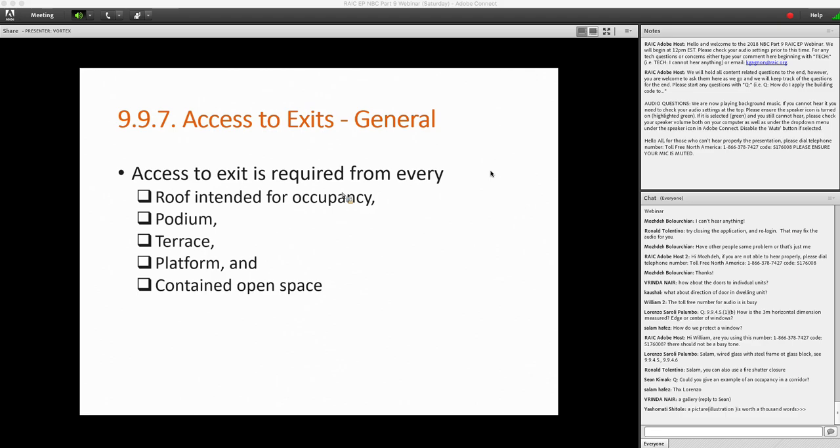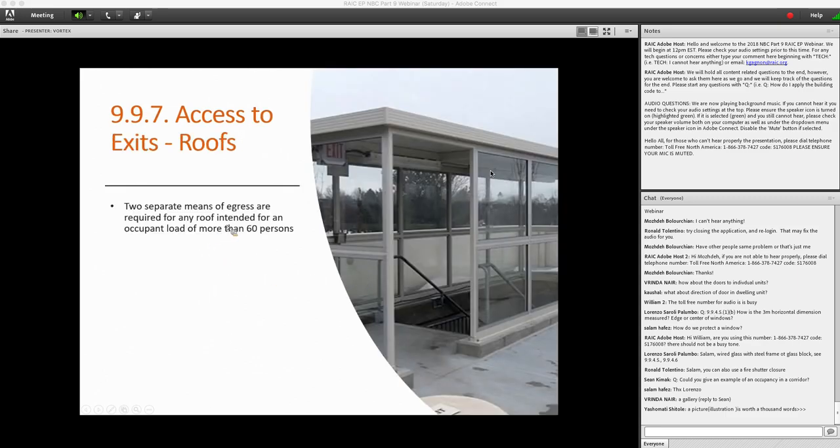Okay, so even though a roof may be outside the floor area of a building because it's open to the exterior, you still need to be able to provide a means of egress from the roof for occupants. Okay. Typically, you are required to provide 2 separate means of egress from any roof that is intended for an occupant load of more than 60 persons. If you have an occupant load not more than 60 persons on the roof that is intended for occupancy, you may have just one means of egress.